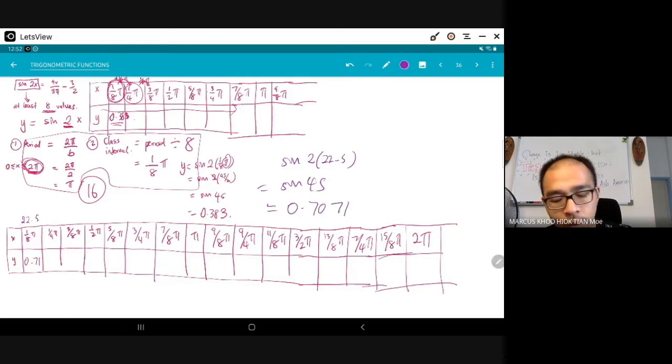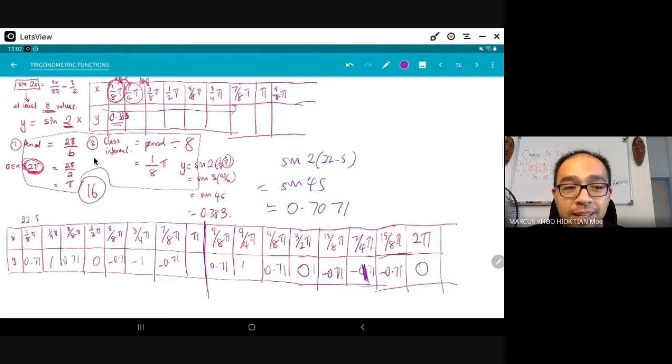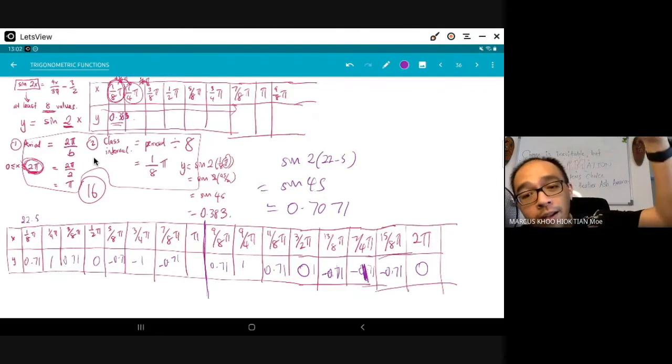Each and every one of these, you have to multiply by 180 over pi in order to find the angle in degrees. Basically, it's just flipping between 2 points and 3 points. It's either 0.71, then negative 0.71, and then 0.